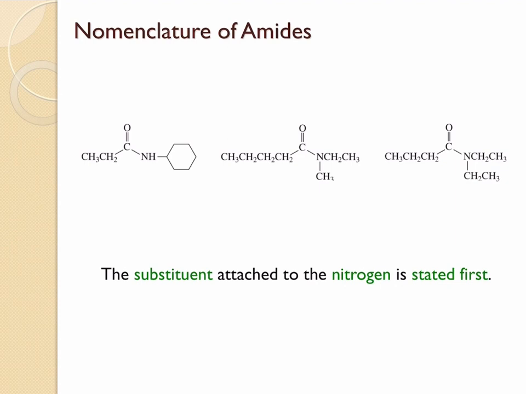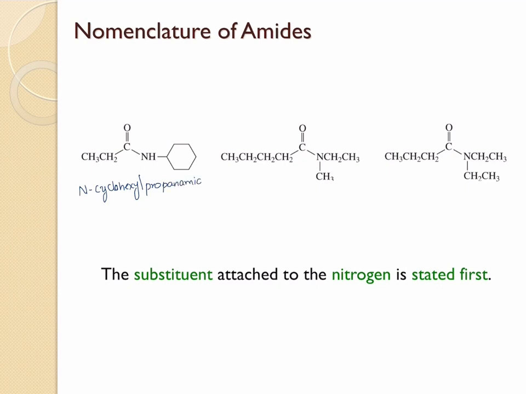Here are some examples of substituted amides. When you want to name a substituted amide, you have to name the substituents present on nitrogen first. Let's take a look at this molecule. You have a cyclohexyl group on it, so this should be stated as N-cyclohexyl. And then you're also going to find the number of carbons in this part of the molecule, which is coming from the carboxylic acid. So totally there are 3 carbons. Therefore it should be propanamide.